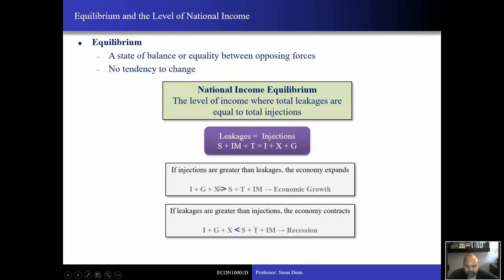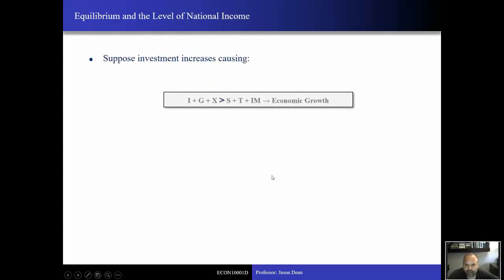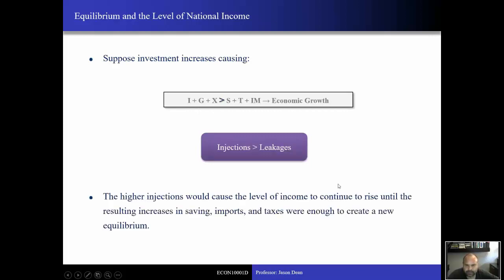So when the economy is growing, in other words, when the injections are greater than leakages, we can think of that as economic growth. If we have leakages greater than injections, we can think of the economy as contracting, and if it's large enough, we would think of a recession. When total injections exceed total leakages, we would have economic growth. And again, as I said, income continues to rise until the resulting increases in savings, imports, and taxes are enough to create a new equilibrium. So it will level off.